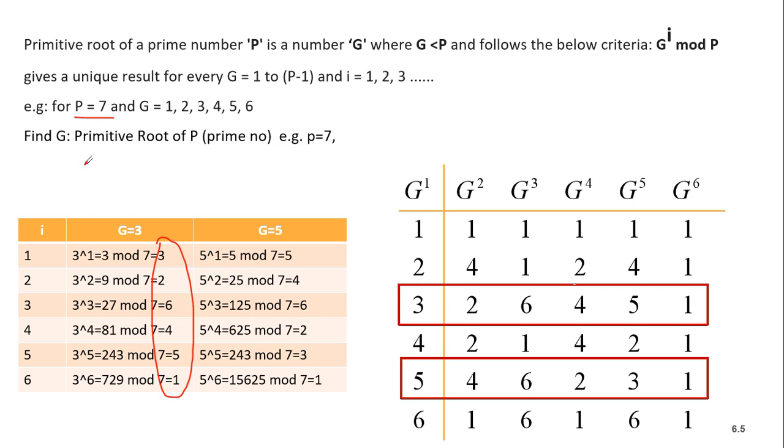So all numbers from 1 to P minus 1 get generated by using this G raised to i mod P operation. Similarly for 5 raised to 1 to 5 raised to 6, the numbers 1, 2, 3, 4, 5, 6, all get generated. Now actually we require to try all numbers. First we will start with 1. When we take 1, all the remainders are 1. When we take 2, we can see that not all numbers get generated, so this is not a primitive root. With 3 generated, 4 not generated, 5 generated, and 6 is also not generated. So the primitive roots for prime number P equal to 7 are 3 and 5.